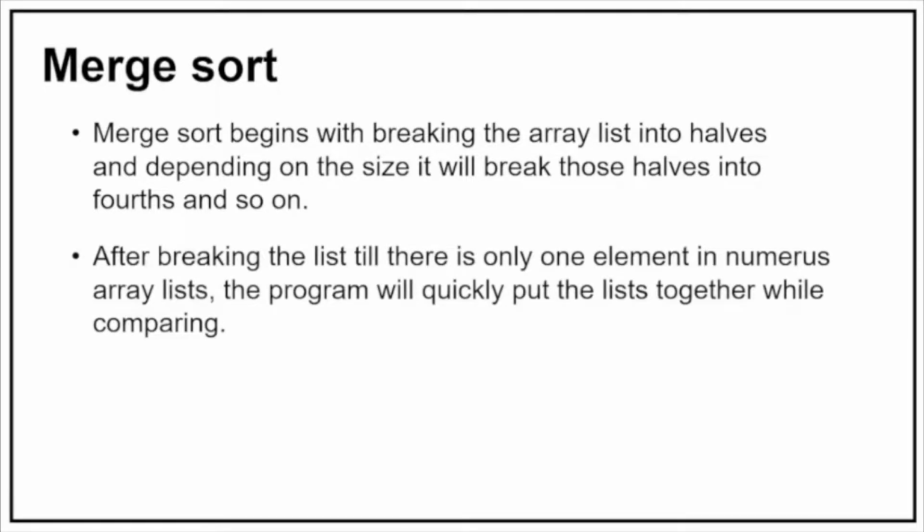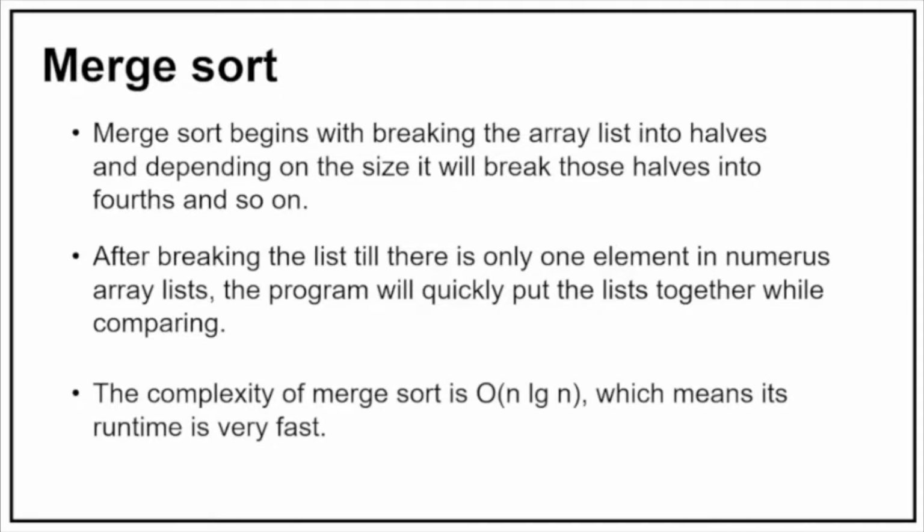After breaking the list till there is only one element in the numerous arrays, the program will quickly put the list back together while comparing. As you will see later in the visual demonstration, this is very easy for merge sort since the arrays are in small lists. As you can imagine, the complexity of merge sort is big O of n log n. This means that the runtime is very fast, making it ideal for large amounts of data.